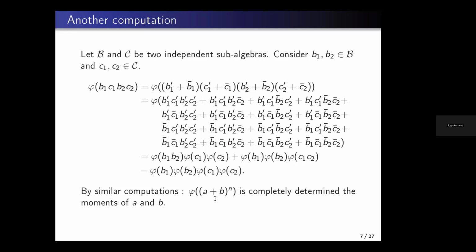In particular, if you want to compute phi of (A plus B) to the power n, you can use the same trick, and at the end you will find a polynomial in two variables evaluated in the moments of A and B. That is, evaluated in phi of A to the power k for k from 0 to n. So the moment of the sum of two independent variables in non-commutative probability depends completely just on the moments of the two variables. That will be useful.